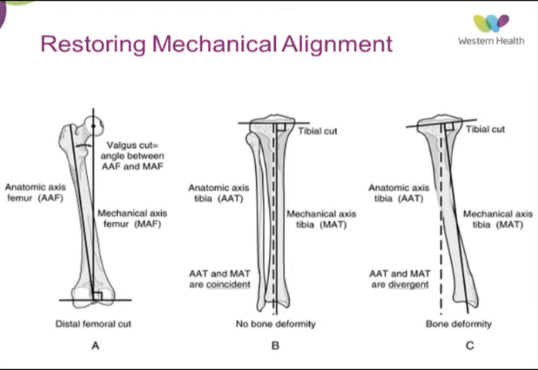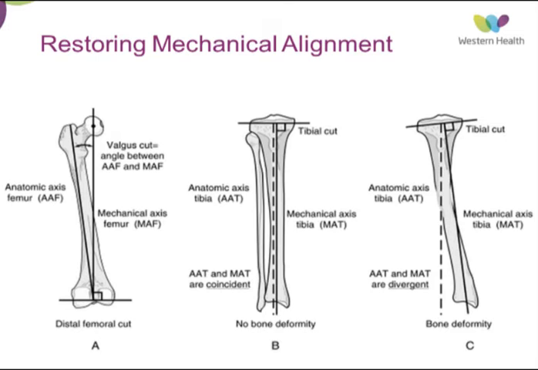And this diagram shows those things. So with the femur, we talked about the anatomical axis coming down the shaft and the mechanical axis coming from the center of the hip to where the anatomical axis exits in the notch. And our distal femoral cut is perpendicular to that mechanical axis, but it's valgus compared to the anatomical axis.